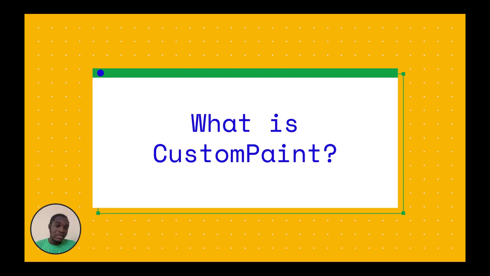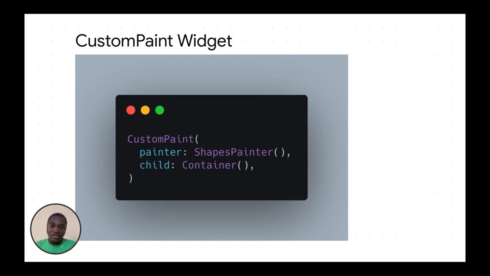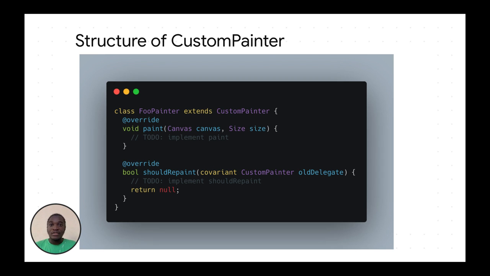First section, what is custom paint? Custom paint is a widget that provides you with a canvas and takes a custom painter to execute paint commands. Let's take a look at the custom paint widget. It typically takes in a painter and a child. The painter is an instance of the custom painter class, and the child is a widget. Let's take a look at the custom painter class because that's where the canvas painting takes place.